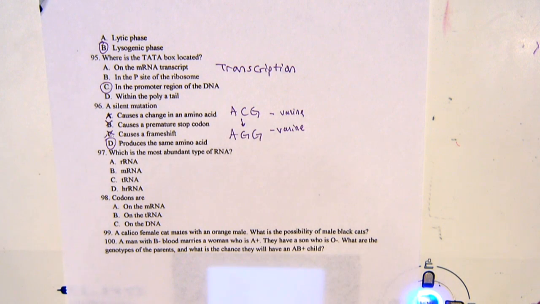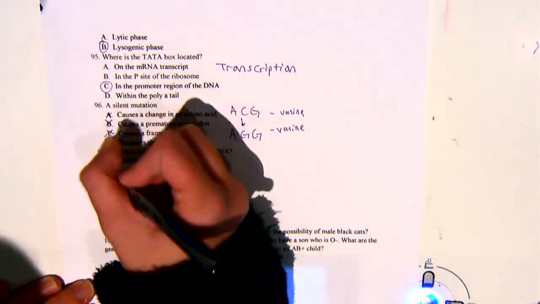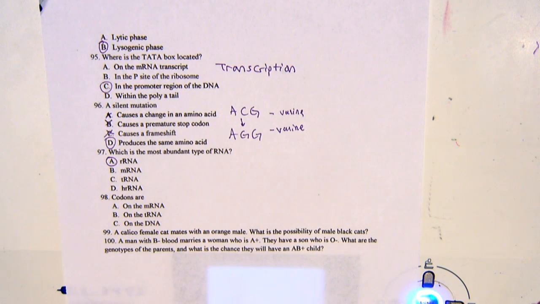97. What is the most abundant type of RNA? I just gave away the answer. It is A, rRNA. I always remember this because rRNA makes up ribosomes, and we have lots and lots and lots of ribosomes in the cell. So that helps me remember that rRNA, or ribosomal RNA, is the most abundant.